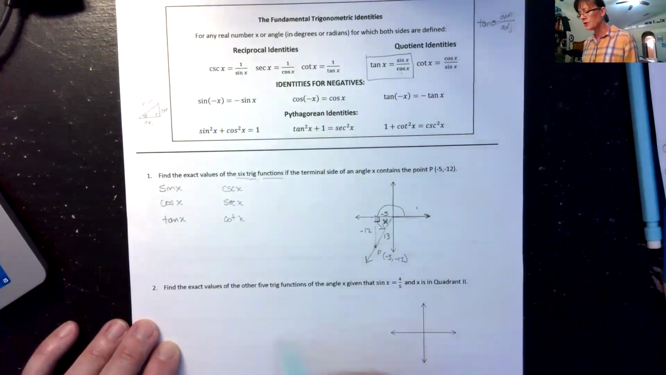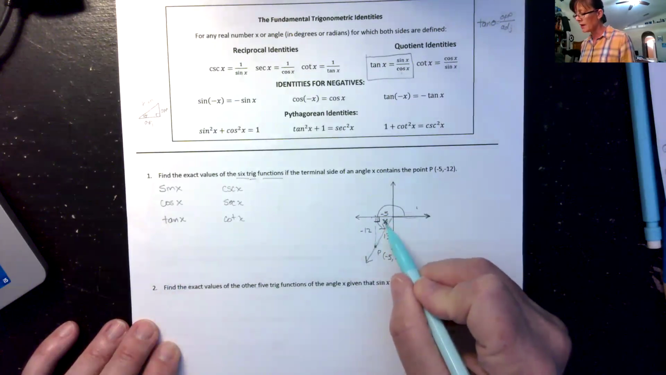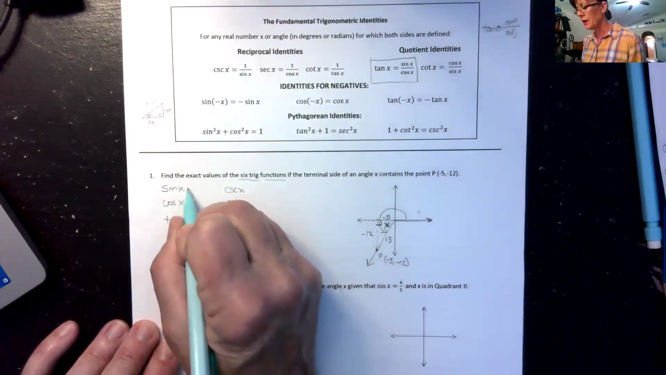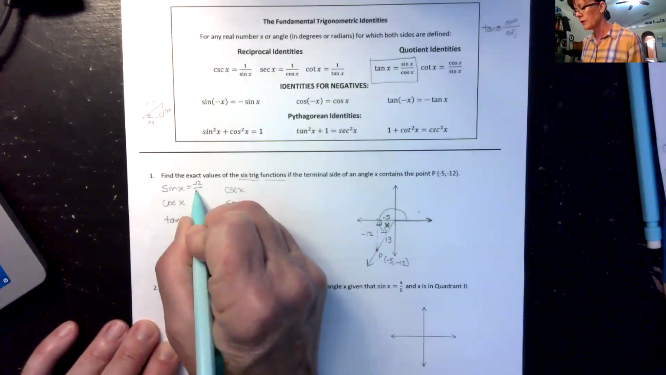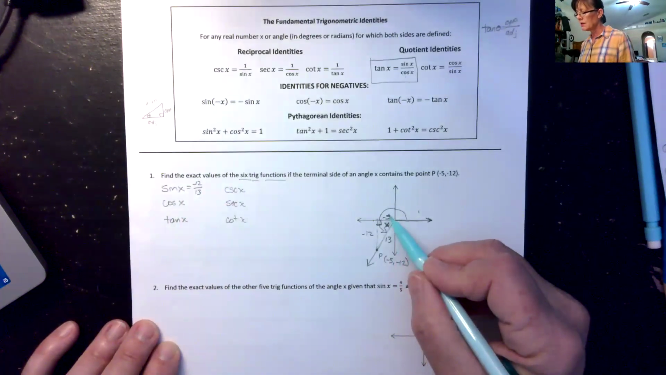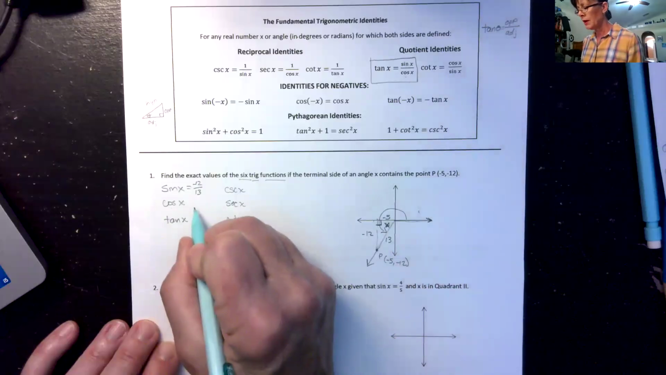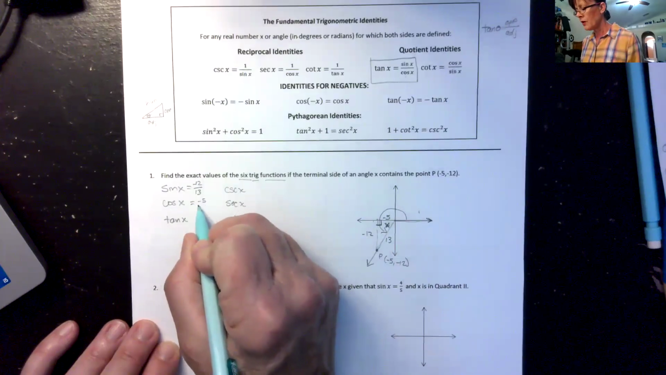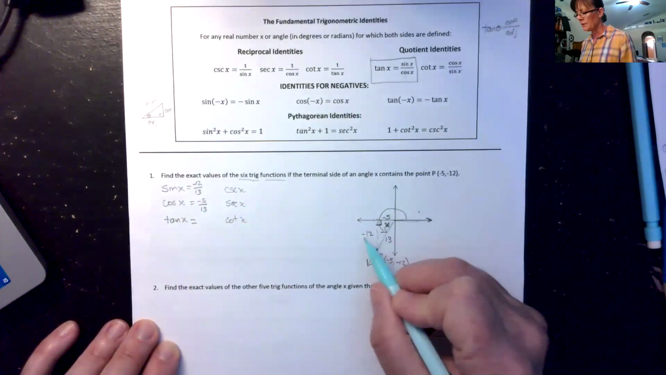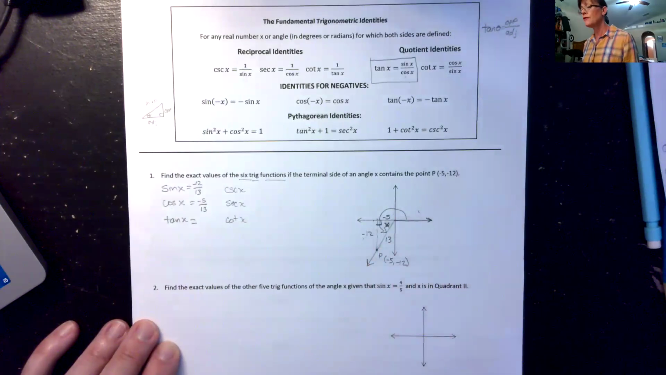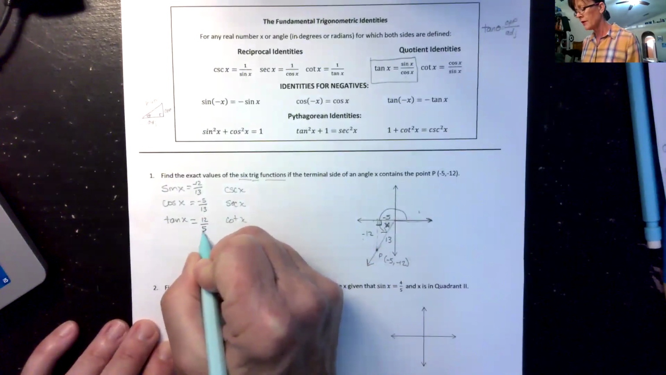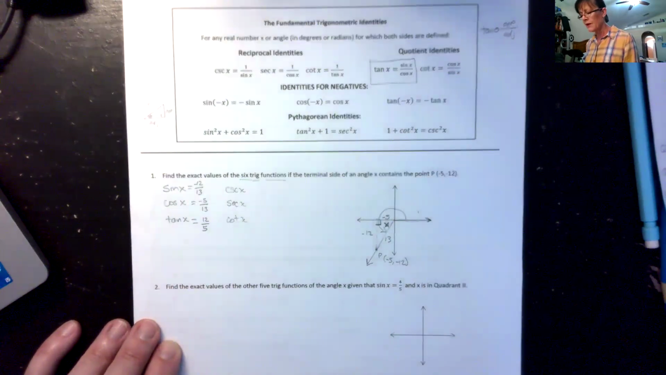Now, to call out these trig functions, the sine of angle x is opposite over hypotenuse, so this will be -12 over 13. The cosine is adjacent over hypotenuse, so this will be -5 over 13. The tangent of angle x is opposite over adjacent, so that would be -12 over -5, or a +12 over 5, because a negative over a negative makes a positive.